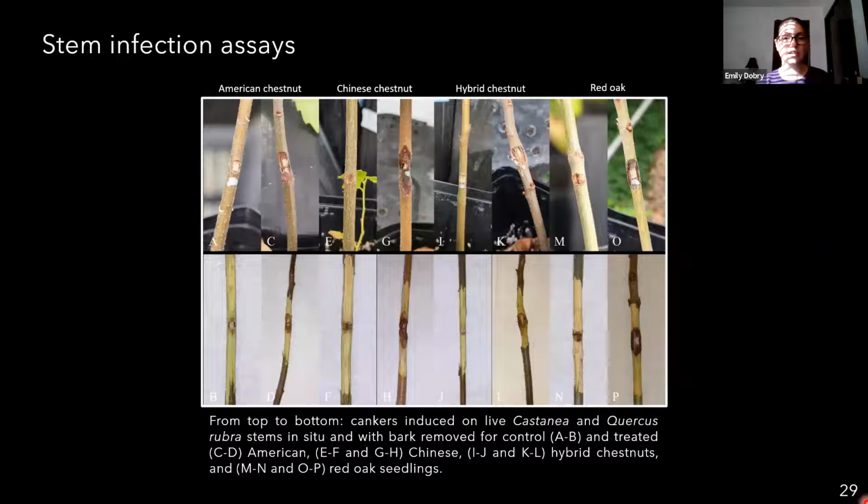So just to give you an idea of what this looked like when we were tearing down that test, on the top, these are the seedling stems in situ, and on the bottom, this is following the removal of bark. We have the control on the left and then the live fungal treatment on the right for each of these, with the American, Chinese, hybrid, and then red oak across the top. So you can get an idea of the kind of damage that the live pathogen was causing to these seedlings and what that might look like.